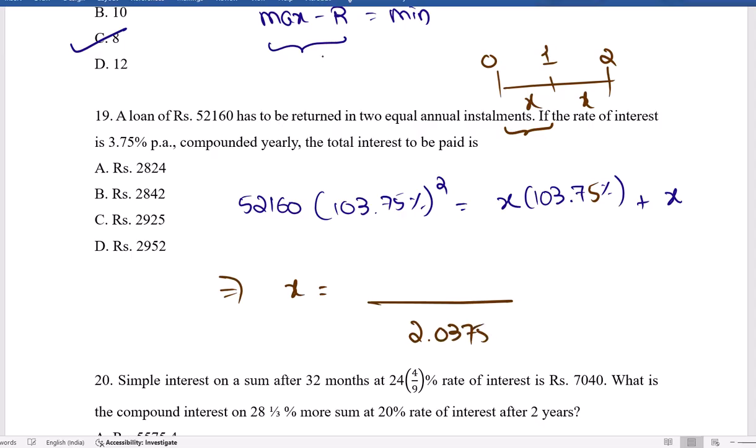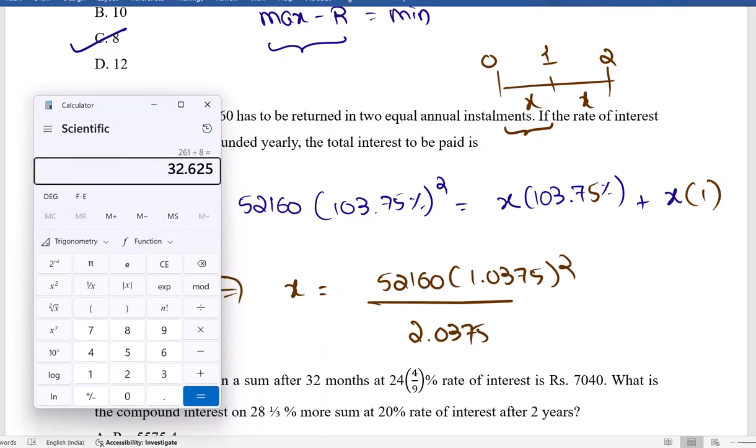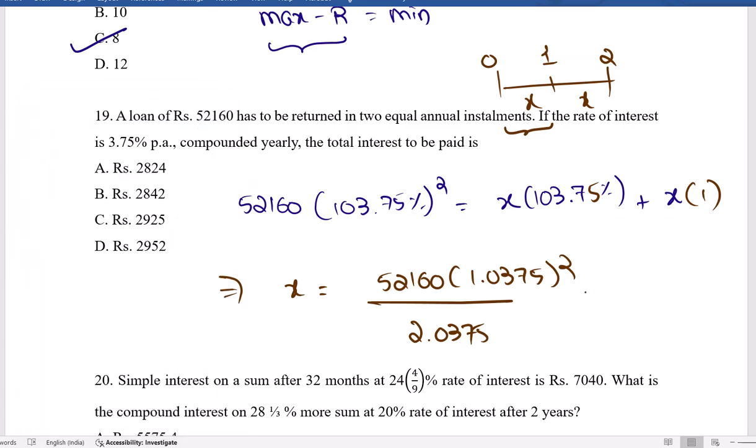This is X into 1. So this 52,160 multiplied with 1.0375 whole square, divide by... calculator allowed, don't worry. So 52,160 multiplied with 1.0375 again 1.0375, divide by 2.0375. You got 27,556. Right.